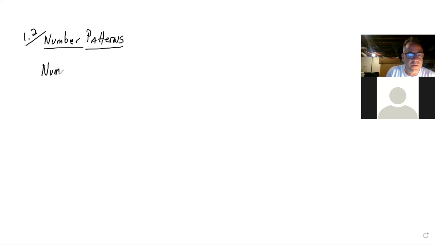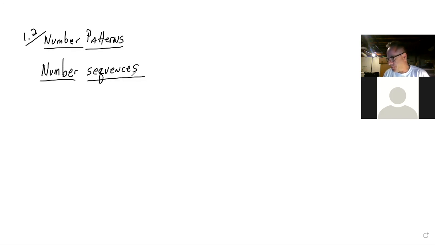Sequences. We could spend an entire semester just studying number sequences. You have a starting point, and then there's some way to generate subsequent terms of said sequence. Subsequent numbers, but we'll call them terms. But we're just going to get an overview. So a couple of different types that we'll look at.